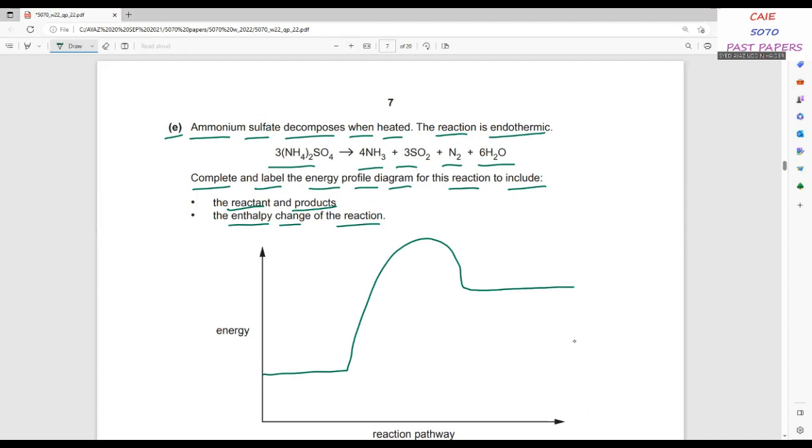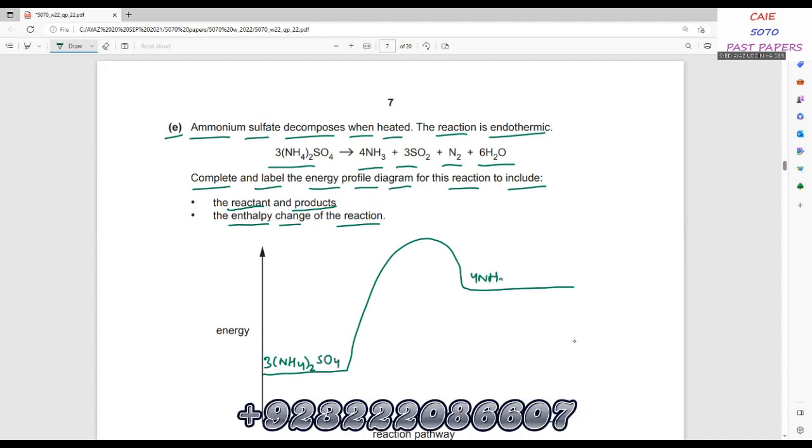So reactants will be (NH4)2SO4. The products will be 4NH3 plus 3SO2 plus N2 plus 6H2O.